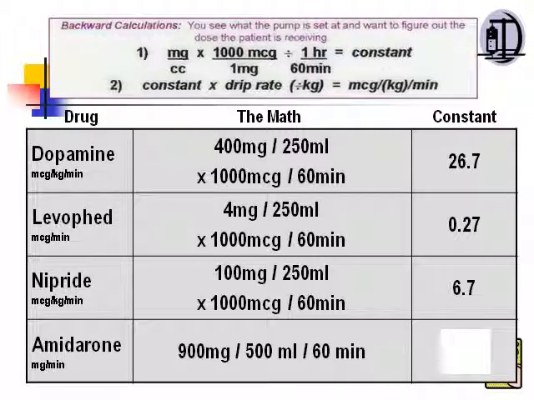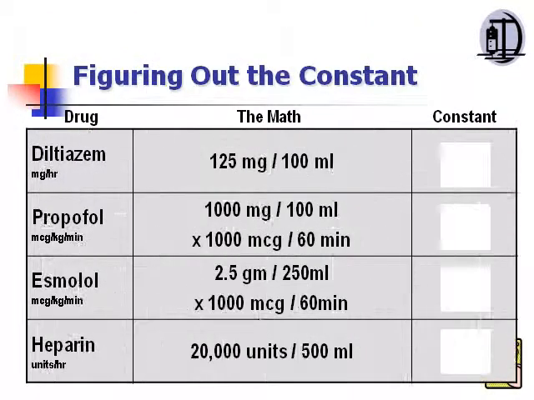And then do we need to do the 1,000 mics, convert the milligrams to mics? Well, if we look back under the amiodarone, no, because it's dosed in milligrams per minute. So we're going to do 900 divided by 500, so we're going to skip that middle step. And then we see that it is dosed per minute, so yes, we're going to divide by 60. So 900 divided by 500 divided by 60, we get 0.03.